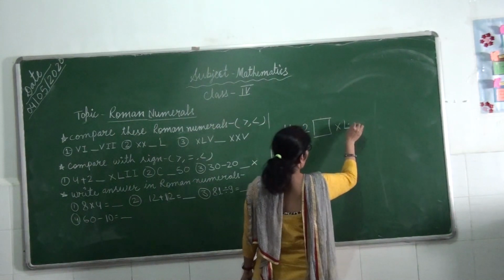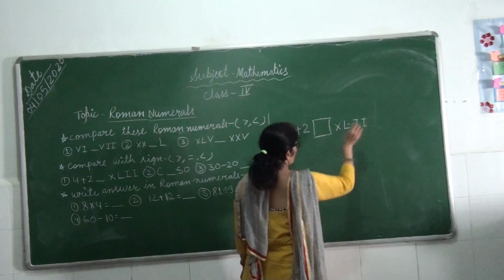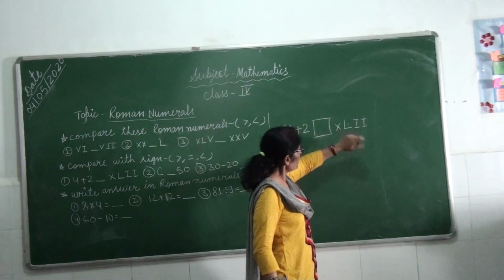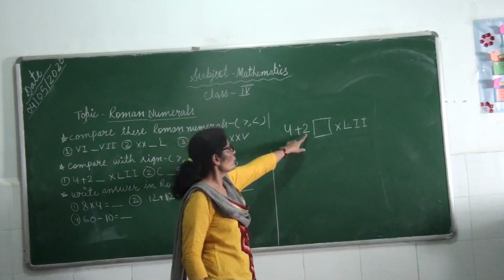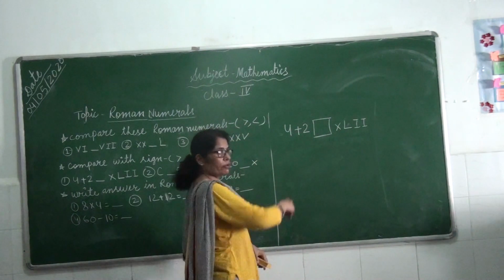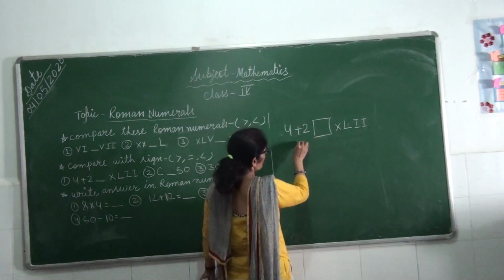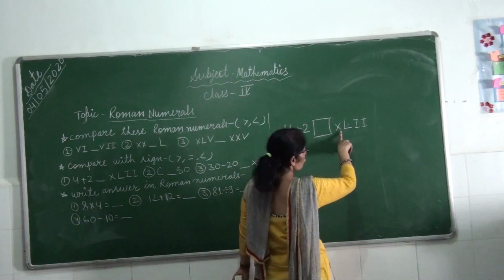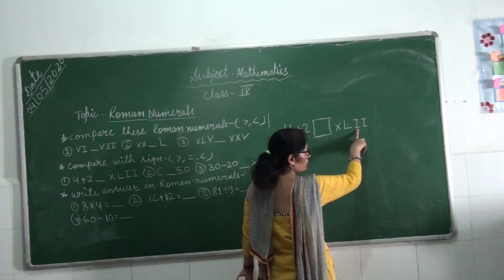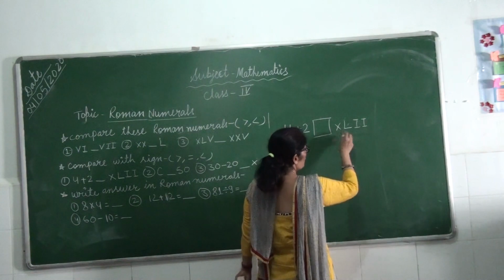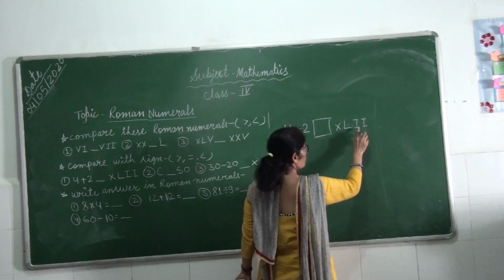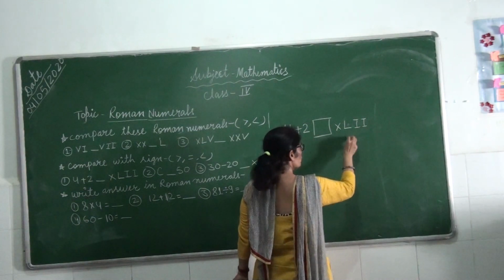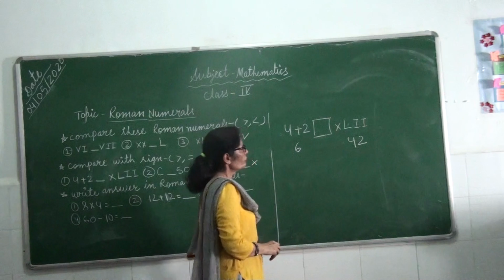XLI. First we have to convert into numbers. What number did we write here? We can see here 4 plus 2, we have to complete it, 4 plus 2 means 6. And this number is XL, which means 40, and I for 1. The number is 41... and 2, 40, 41, 42. The number is here 42.